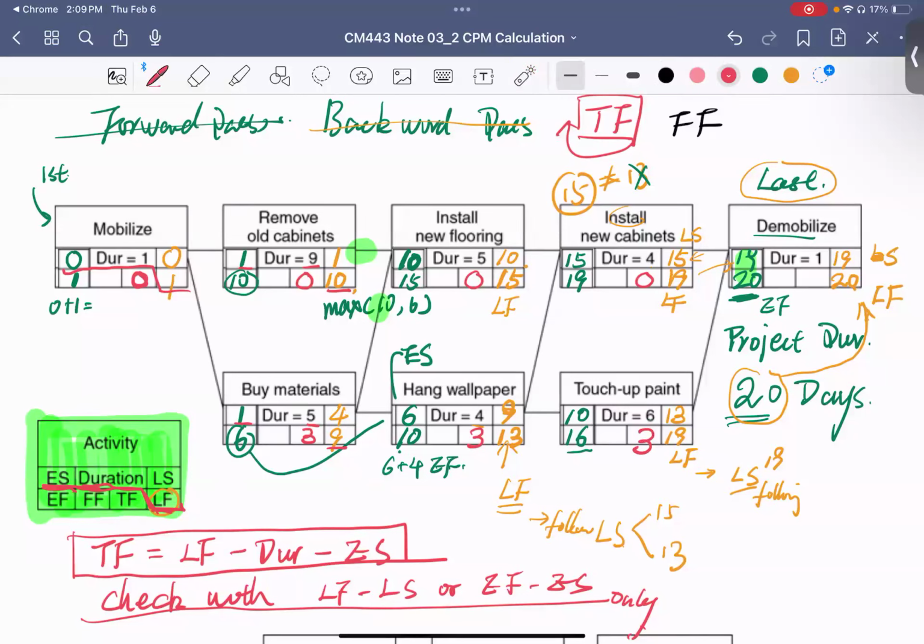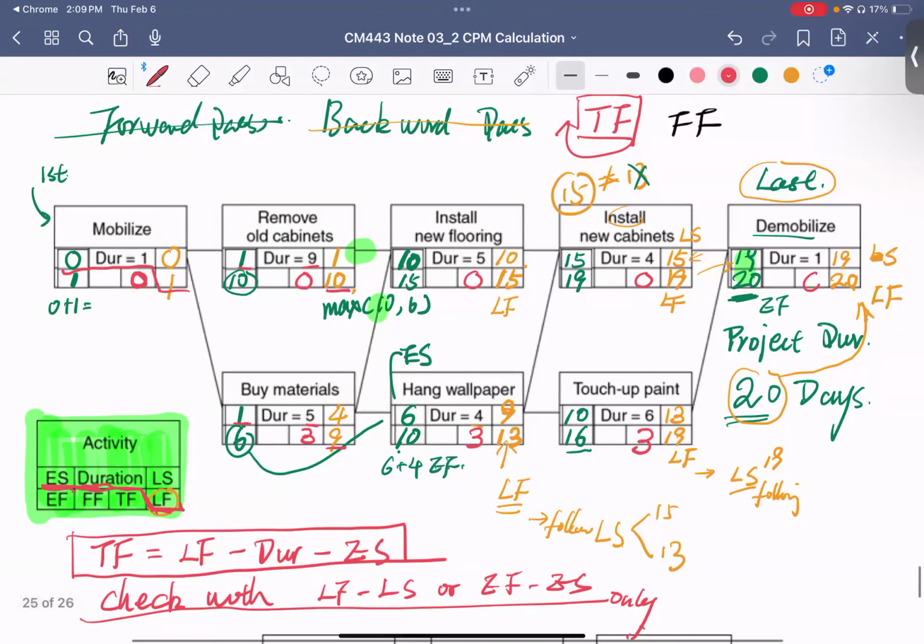So how about the last one? That's easy. You don't need to do calculations. 0. Yes, it's always there. Okay, now we're getting the total float down.